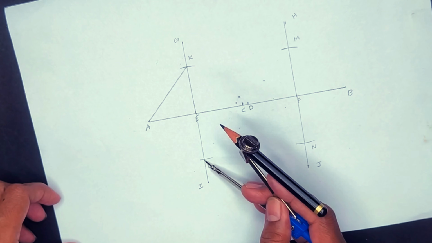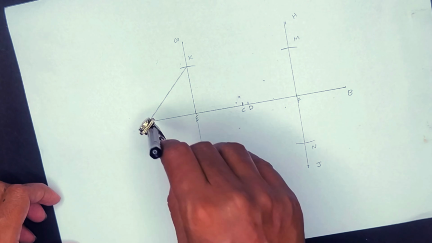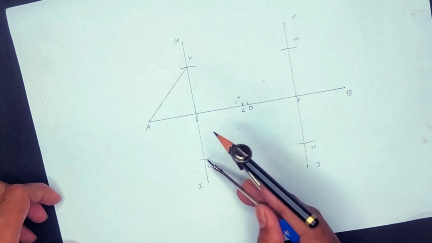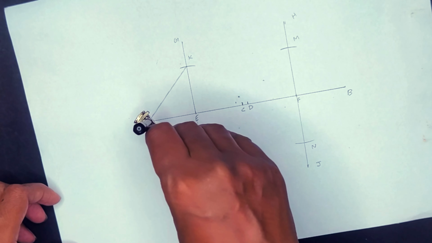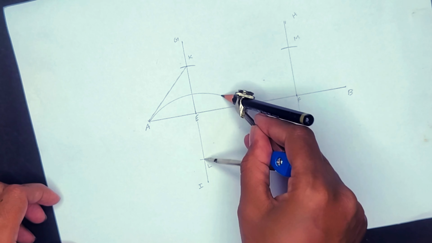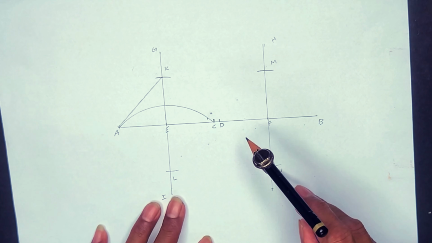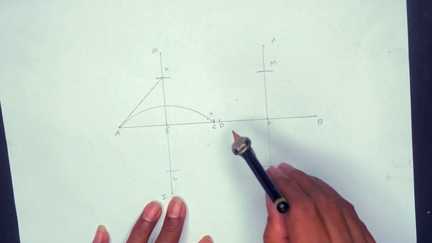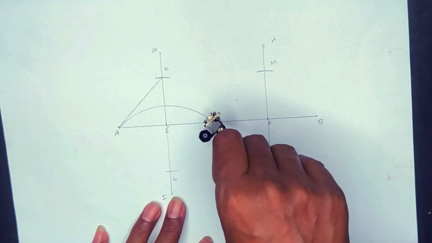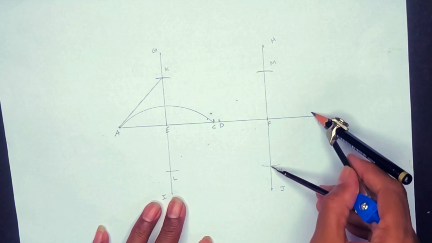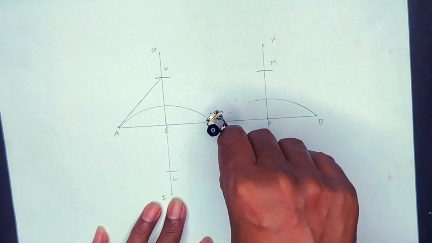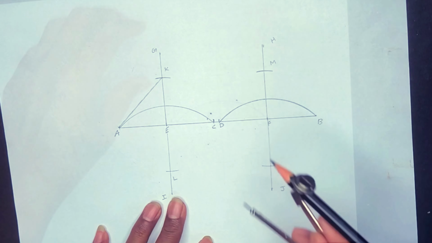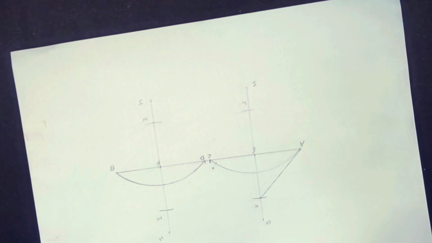Now place the point on L and draw an arc from A to C. Same way, place the point on N and draw an arc from D to B. Now do the same on the other side.